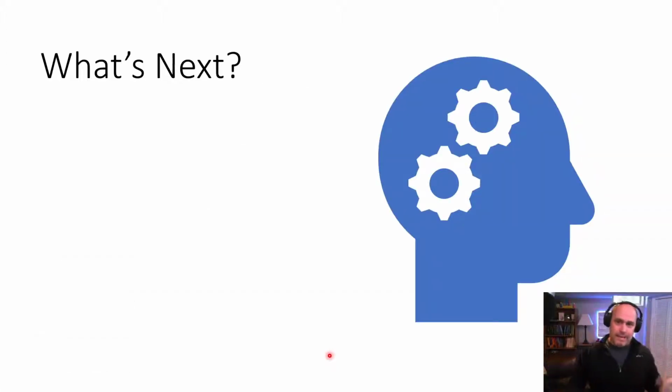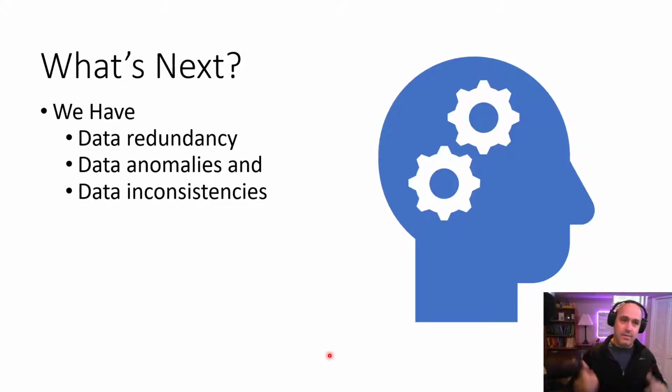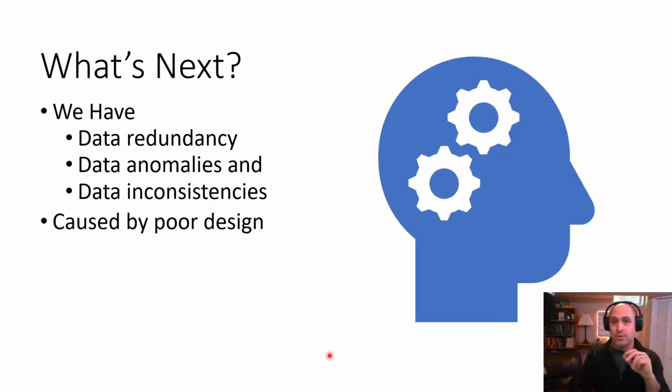All right, so what's next? We have some data redundancy. That data redundancy leads to inconsistency, and then those anomalies create redundancies, and those redundancies lead to inconsistencies. This is caused by poor design, right? So how do we fix it?